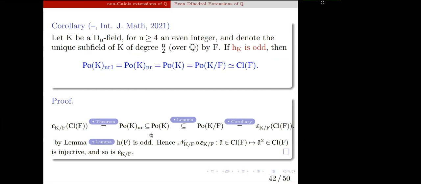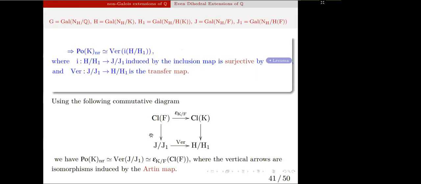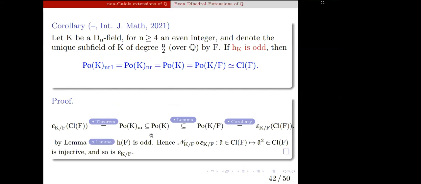I'm going to talk about an upper bound on the maximum ramification in Polya D4 fields. But just before that, let me talk about an interesting corollary of the previous theorem. With the same notation, let K be a Dn field for an odd integer n, and let F be the unique subfield of K of degree n over 2 over Q. If we assume that K has odd class number, then these equalities hold: in particular, the pre-Polya group of K is equal to the Polya group of K, is equal to the relative Polya group of K over F, and is isomorphic to the ideal class group of K. The proof is obtained by using some previous results.